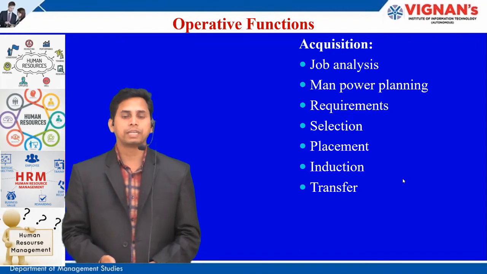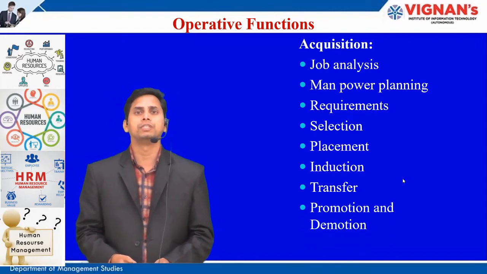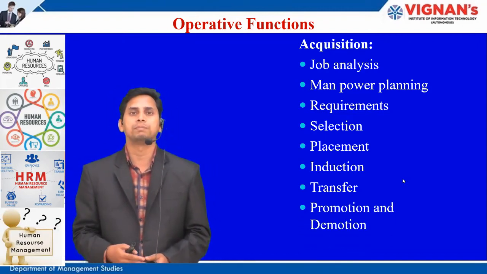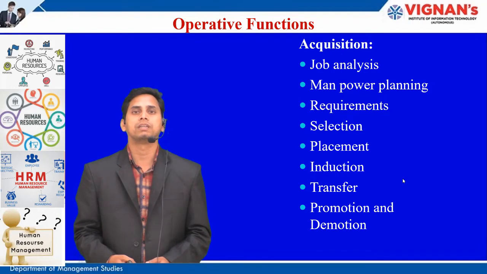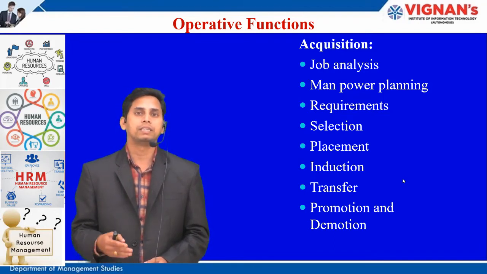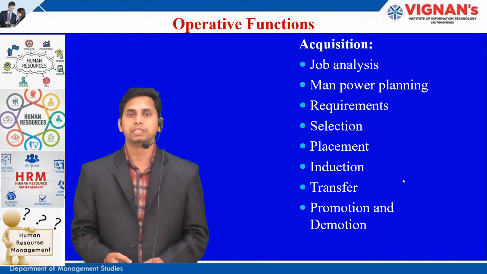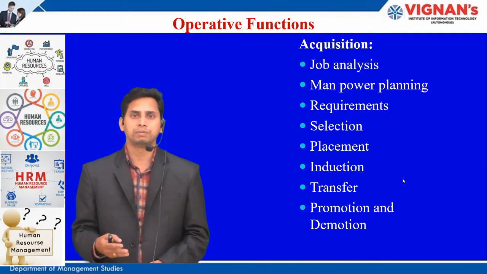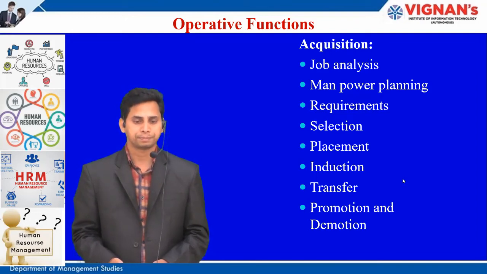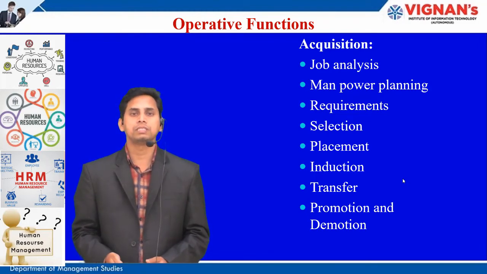And also promotion and demotion. Sometimes managers are supposed to take up promotions. They provide promotion to the people, and also in case the performance is not up to the mark, then you may take the decision on even demotion. So in this way they are going to perform the task of promotion and demotion as well. So these are known as operative functions.